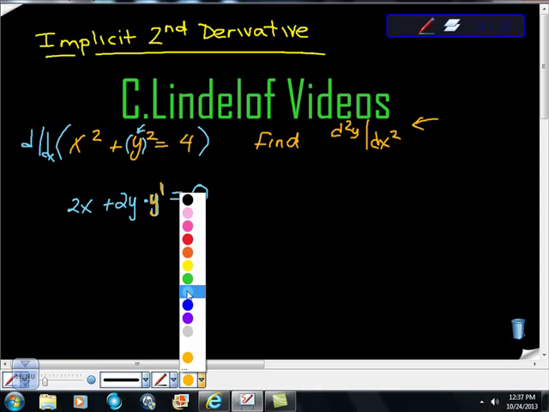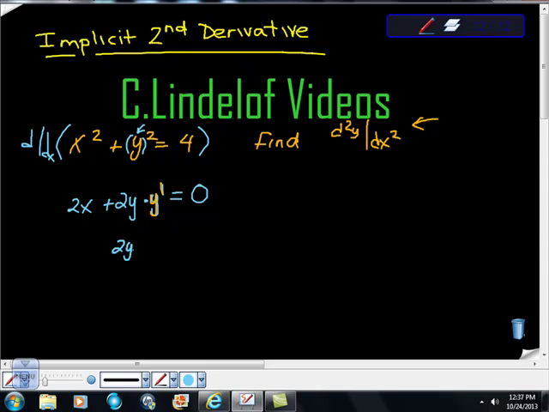Our stated intention was to find y prime, the first derivative. So what I'm going to do here is add negative 2x to both sides. So 2y times y prime is equal to negative 2x. Divide both sides by 2y. We get y prime is equal to negative x over y after I simplify a little bit. I think that's a really good answer.